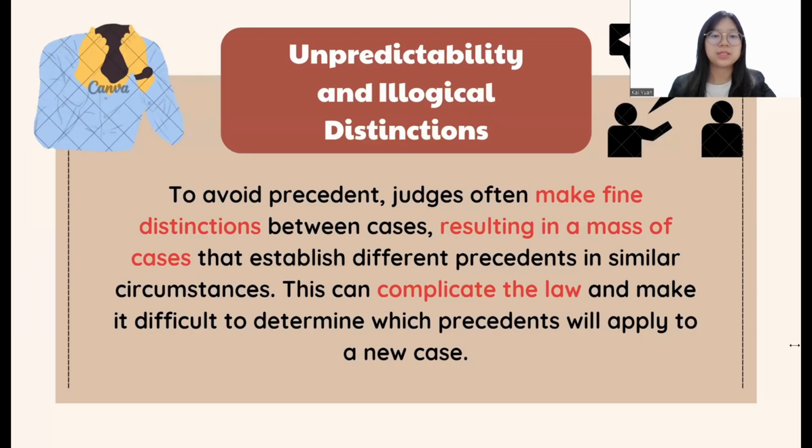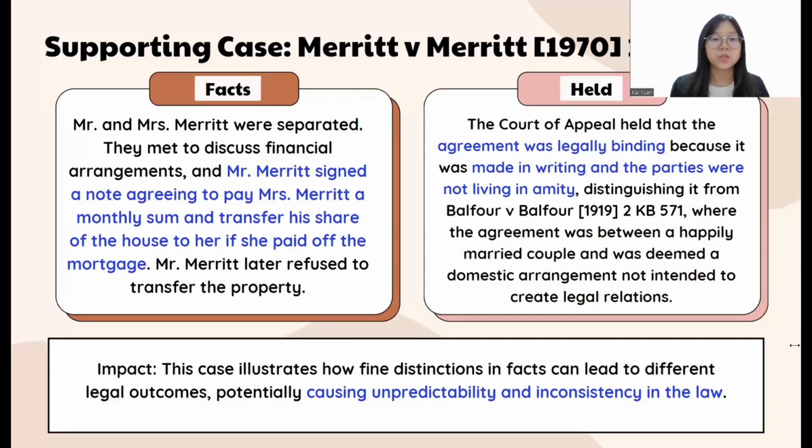The necessity for judges to follow precedents can also lead to inconsistency and unpredictability in the law. To avoid precedent, judges often make fine distinctions between cases, resulting in a mass of cases that establish different precedents in similar circumstances. This can complicate the law and make it difficult to determine which precedents will apply to a new case. Merritt versus Merritt 1970 highlights this issue.